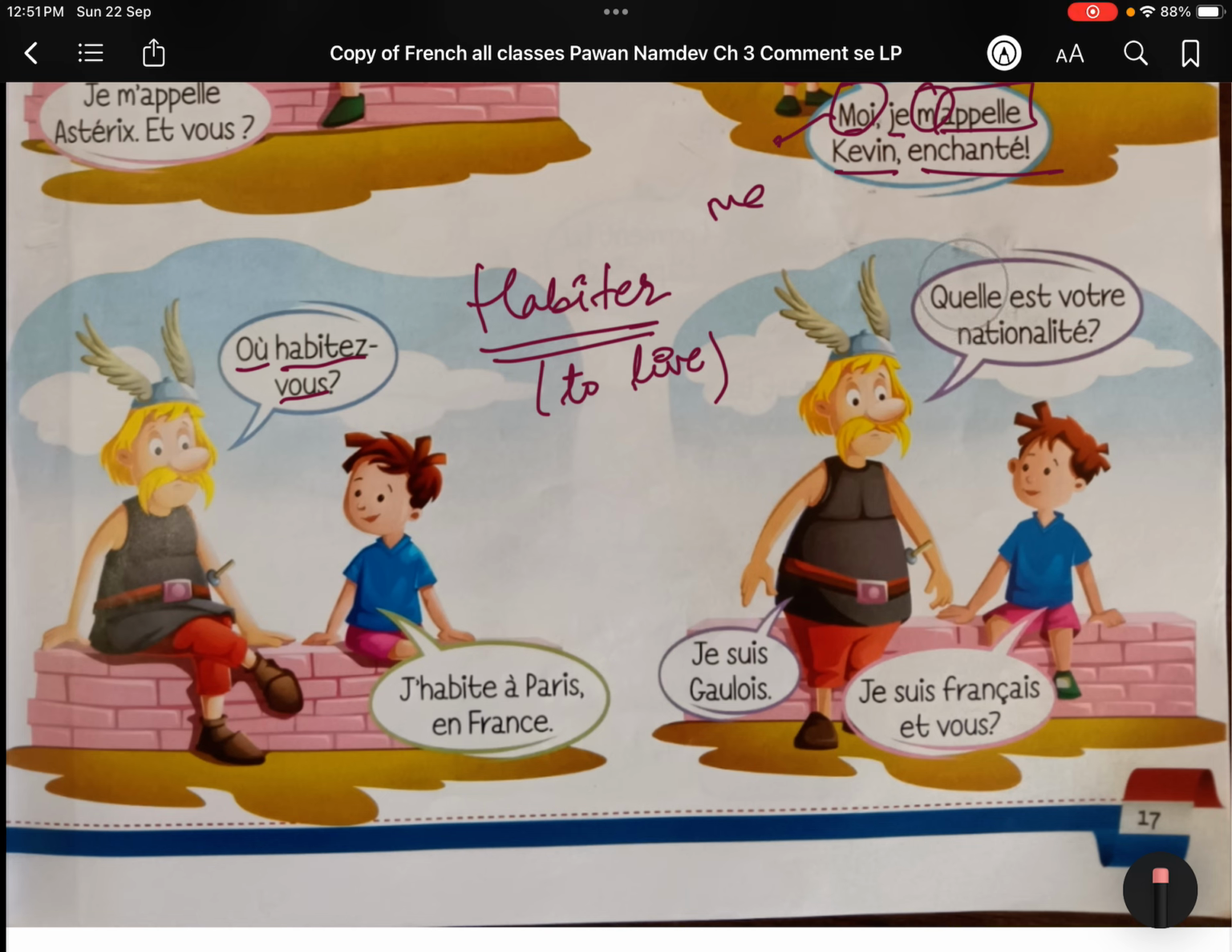Quel means what or which. In the vocabulary we did in the beginning of this session, quel means which or what. Quelle est, is means which is. Ta means your. It's a formal way. You can check the vocabulary of this lesson, whatever we discussed in the beginning of the chapter. You can take a screenshot of that and match side by side.